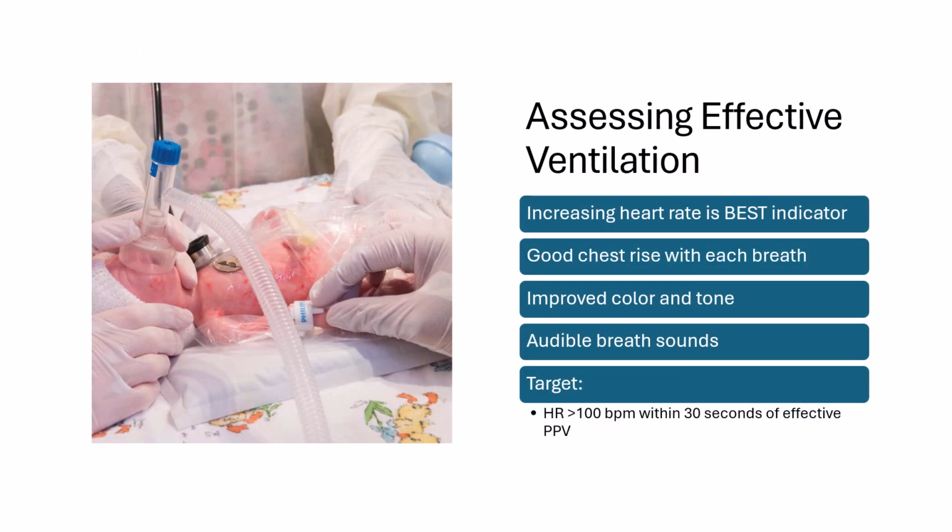How do you know if ventilation is effective? The best indicator is increasing heart rate. This is the gold standard. You should also look for good chest rise with each breath, improved color and tone, and audible breath sounds. Your target is a heart rate greater than 100 beats per minute within 30 seconds of effective PPV. If you're not seeing improvement, go through your MRSOPA steps again. Don't keep doing ineffective ventilation. Troubleshoot and fix the problem.